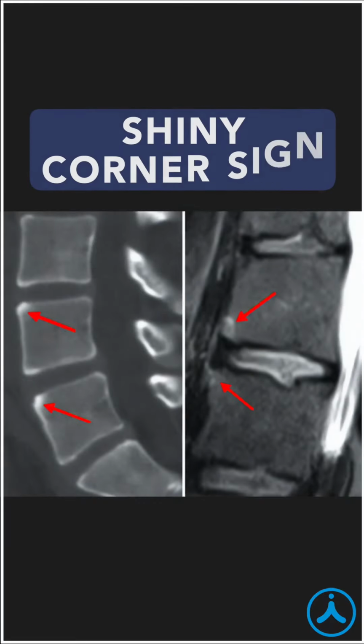The next one is the shiny corner sign. The three important things are: first, it is also an early sign of ankylosing spondylitis; second, it is seen in a lateral X-ray of the spine; and third, it happens because of small erosions and reactive sclerosis at the corner of the vertebra, which leads to the shiny corner sign in the lateral X-ray of the spine.